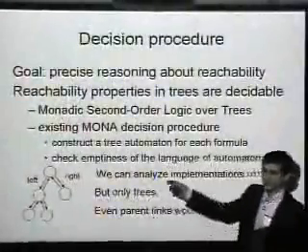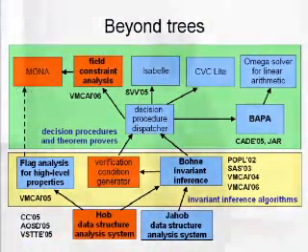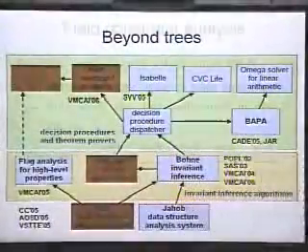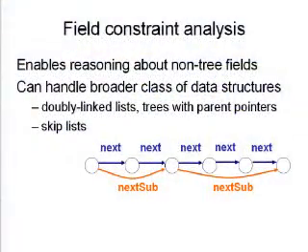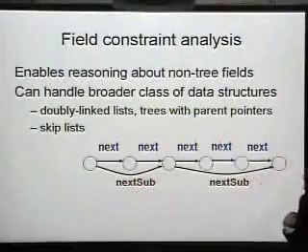And that's nice, but if you add, for example, parent pointers, you couldn't directly use this decision procedure because it's not a tree. Parent pointers introduce cycles. And so what we have then is this field constraint analysis that I'm going to tell you about now. That enables us to reason about non-tree fields as well. So thanks to this analysis, we can also handle doubly linked lists or trees with parent pointers.